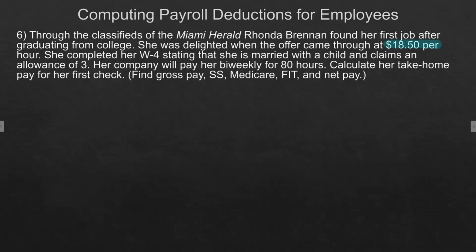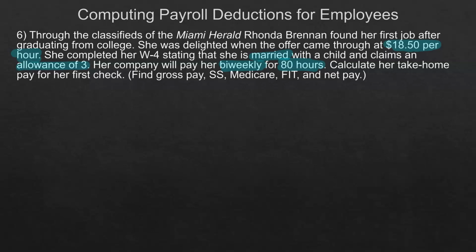All right, so we've got to know some of this information. She's married and she claims an allowance of 3. We'll just do that part. Her company will pay her bi-weekly for 80 hours. Calculate her take-home pay for her first check. So that means she doesn't have any year-to-date yet. She hasn't earned anything. We're going to find gross pay, Social Security, Medicare, FIT, and net pay. Net pay is going to be her take-home once we take out Social Security, Medicare, and federal withholding.